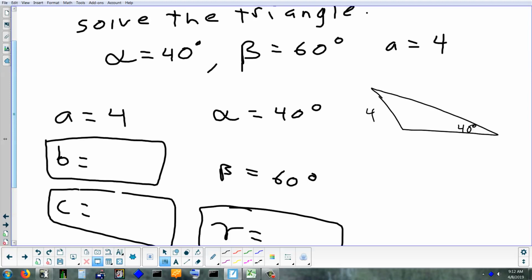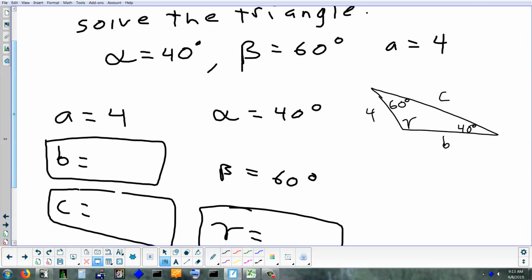A, alpha. Let's call this side B. And what angle always goes across from B? Beta. So B, I put it on the bottom. And across for me means up at the top. Now I don't have any choices left. C has to be the third side, and gamma has to be the third angle.